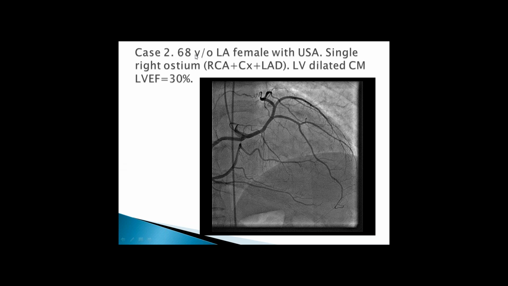This is another case, a 68-year-old Latin American female with unstable angina, who comes from Mexico. She has a single right sinus of Valsalva with a large ostium, as you will see at this level, that gives origin to the normal right coronary artery, which is very large, the circumflex, which is this one up there, and the left anterior descending, which is this vessel here. This is a cranial right anterior oblique projection. At this point, the ejection fraction is 30%.